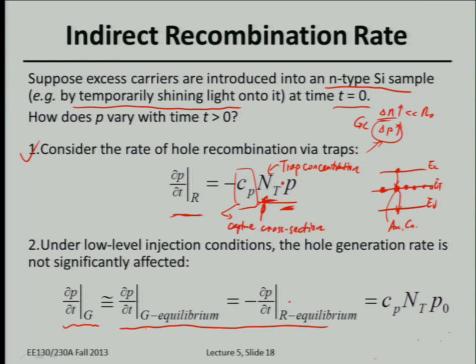So that tells us the equilibrium recombination rate should be balanced with the equilibrium generation rate. It should be equal to those two parameters, Cp times Nt times the equilibrium state carrier concentration, like p0, okay?